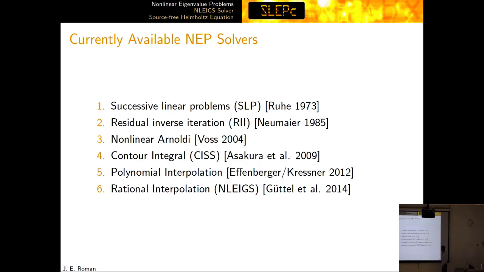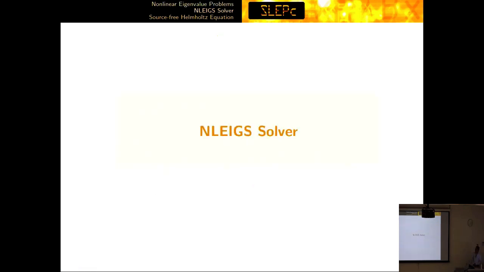But the most powerful solvers are these 3. We have a contour integral solver, a polynomial interpolation solver, and also the rational interpolation. So I'm going to focus on this last solver. I'm going to explain it a little bit because it's the solver that is usually more effective for solving this type of problem. Okay, so I'm going to describe briefly this NLEIGS method.